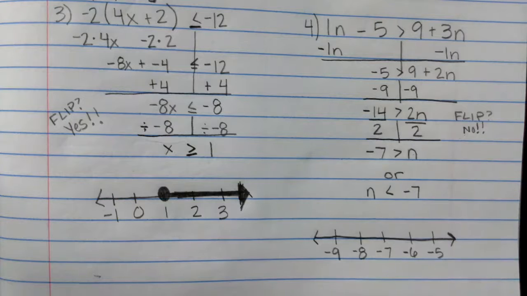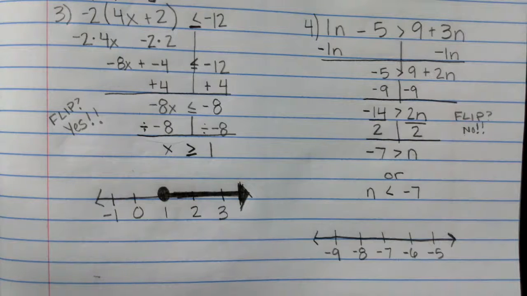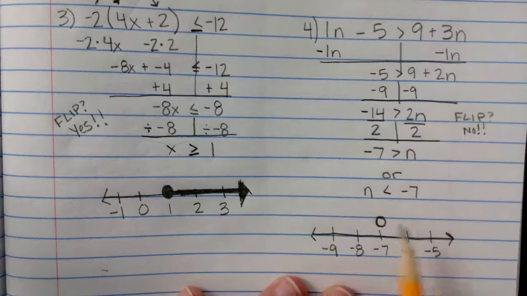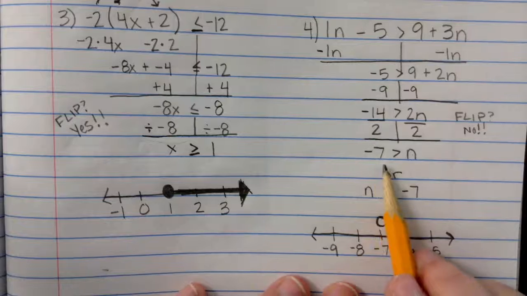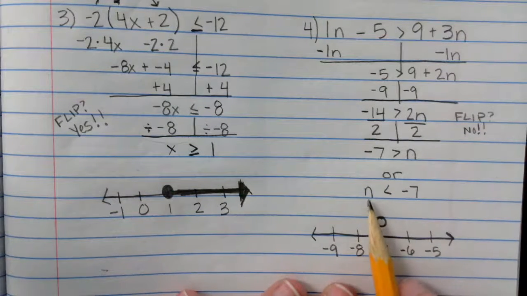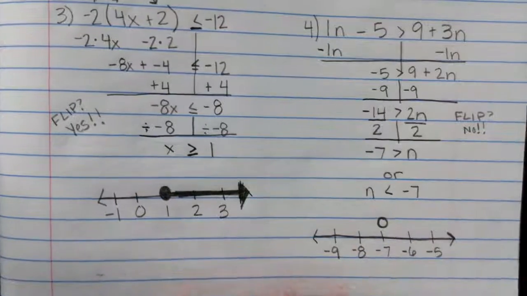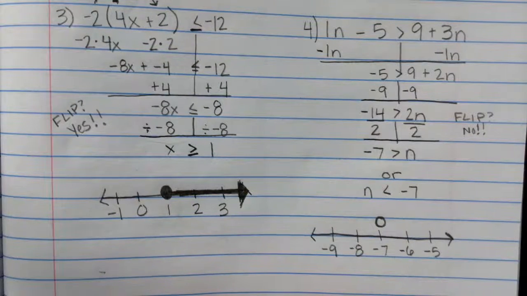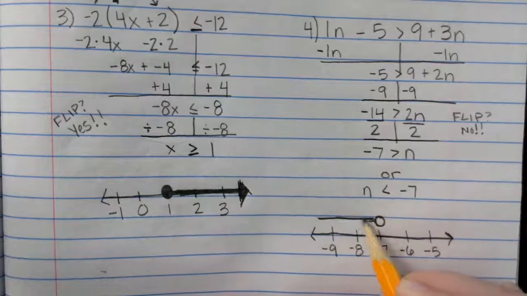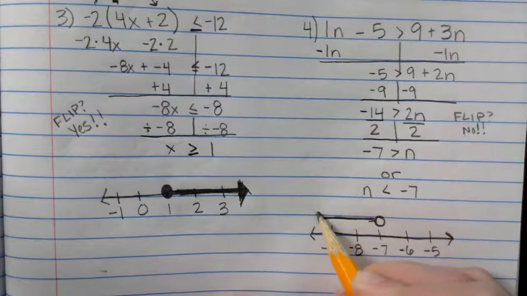All right, open or closed? Open. And if I looked at this, I would want -7 to be bigger than the numbers I shade in. Or I can look at this and say, I want numbers less than -7. So I'm going to go to the left. I'm going to go more negative. And these are really the same answer.